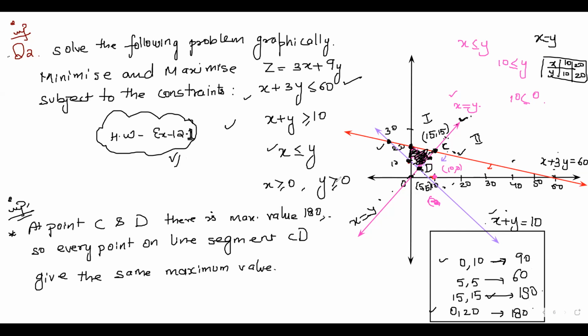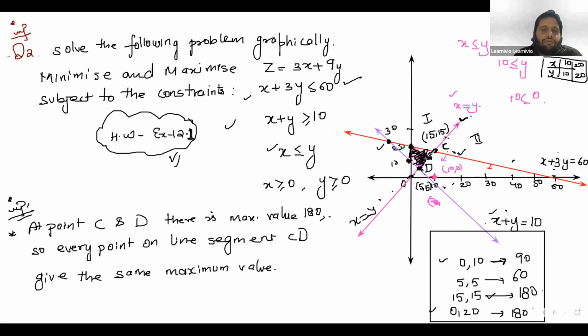So I have to substitute the value of x, y in the z equation, right? Yes, that's correct. So can you tell me what's the maximum value? Sir, here we have two maximum values, 180. We have one maximum value which occurs at 2 points. Okay. If this condition occurs, if you are getting a maximum or minimum value at 2 points, then join those 2 points. So at C and D, we are getting the maximum value. We will join these 2 points, so we get CD.